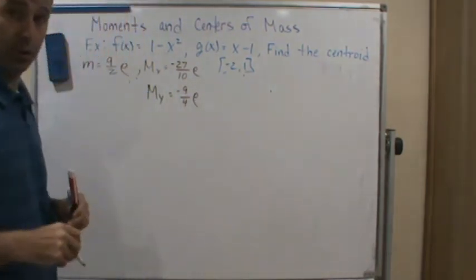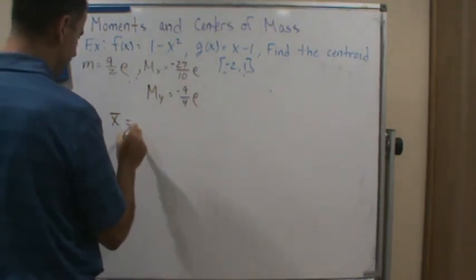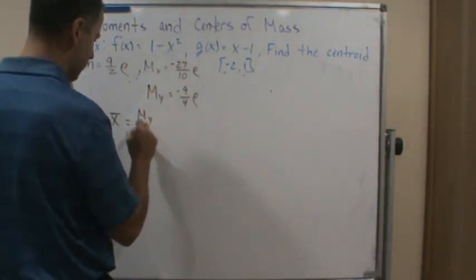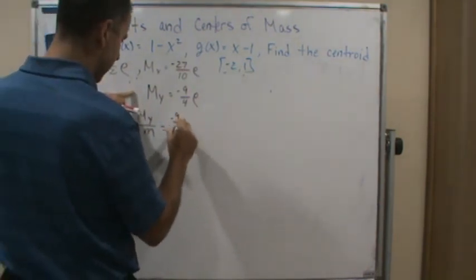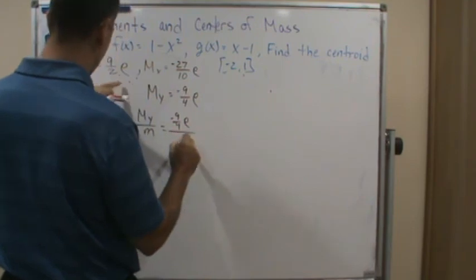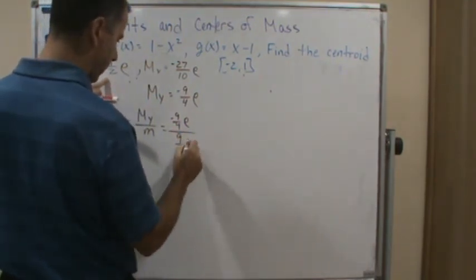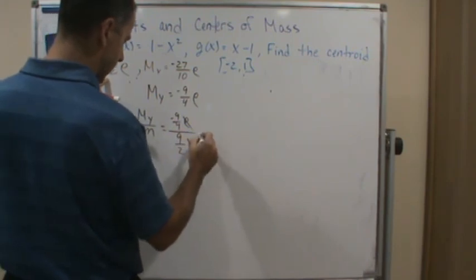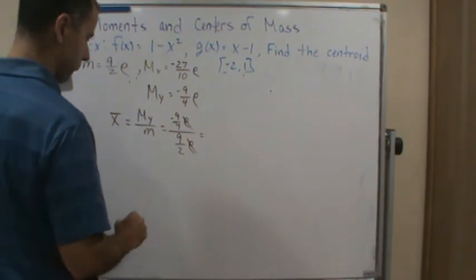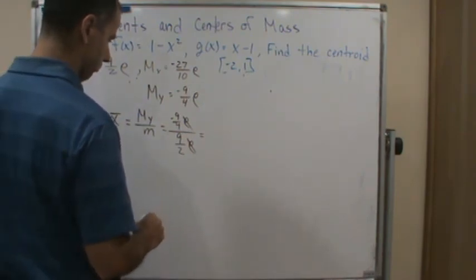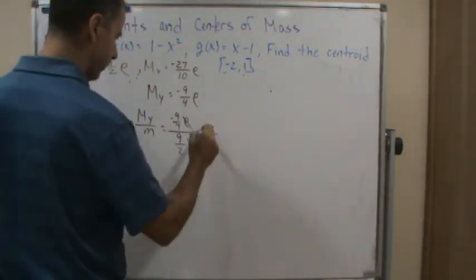So now we get to finally get x bar. X bar is going to be m sub y over m, which m sub y is negative 9/4 rho over 9/2 rho. Well, the rhos cancel out, and this becomes what? One half. Oh, negative 1/2.